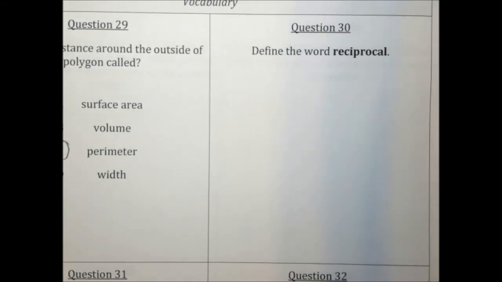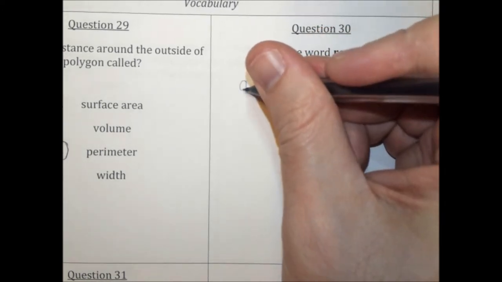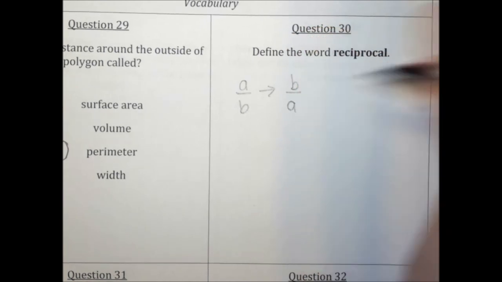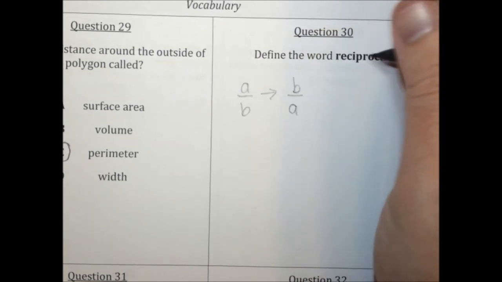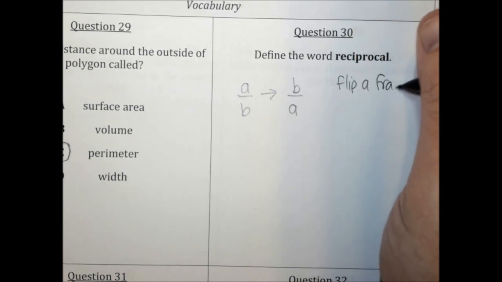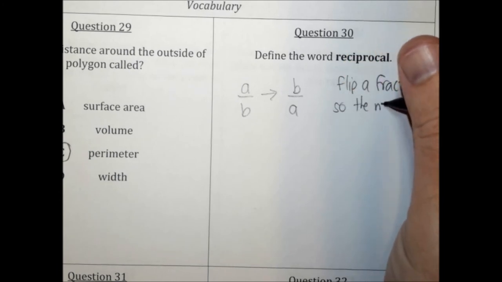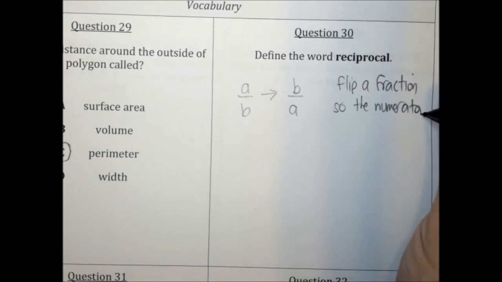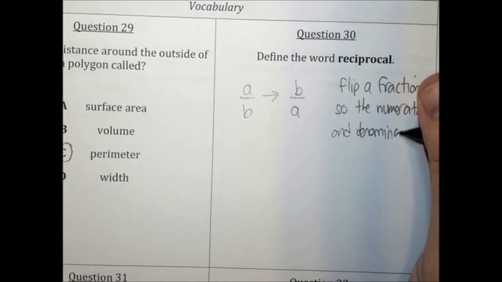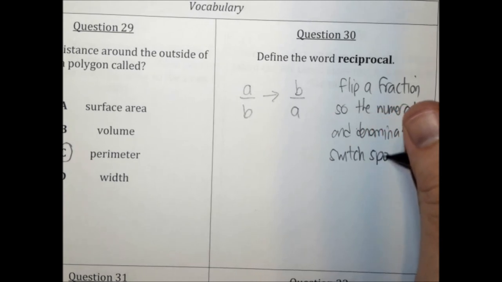Question 30, define the word reciprocal. Reciprocal is when you take a fraction, like A over B, and you switch the numerator and the denominator. So the definition of reciprocal is to flip a fraction so the numerator and denominator switch spots.